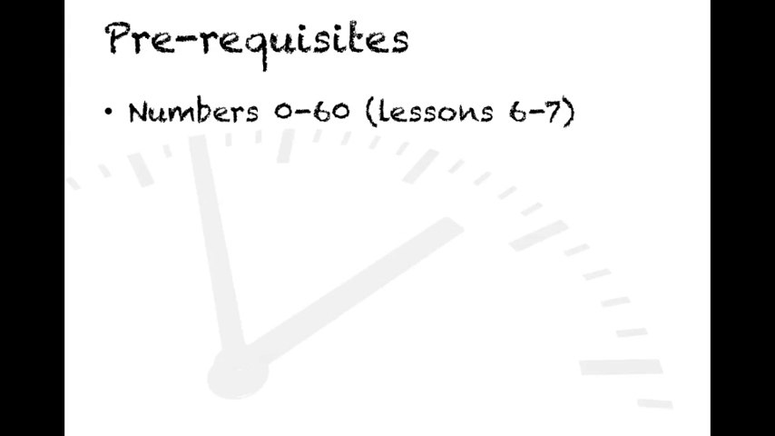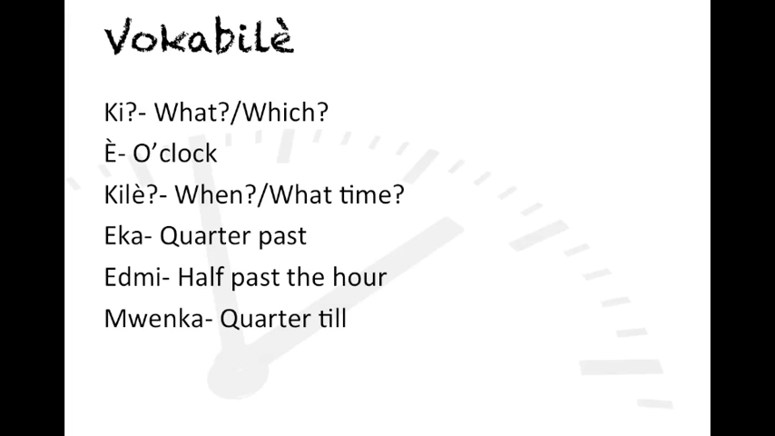Now, for this lesson, there are some things that you guys will need. You guys will need knowledge of numbers 0 through 60 and preferably numbers 0 through 100. If you guys have not seen lessons 6 and 7, please do that now. And if you've already watched those 2 lessons, then you guys will be good to go. So we're going to go ahead and start with our vocabulary warm-up.